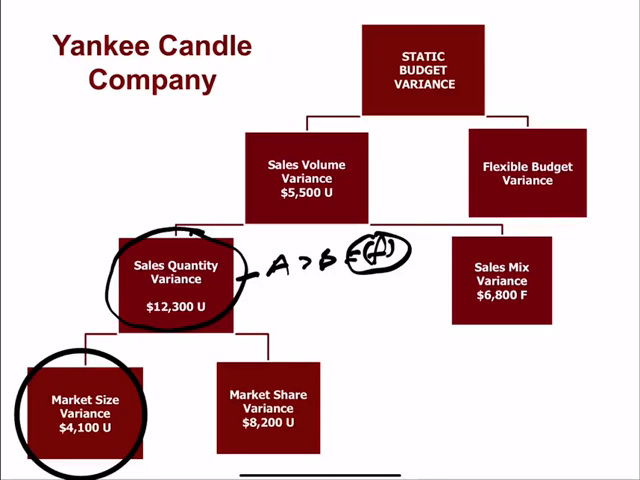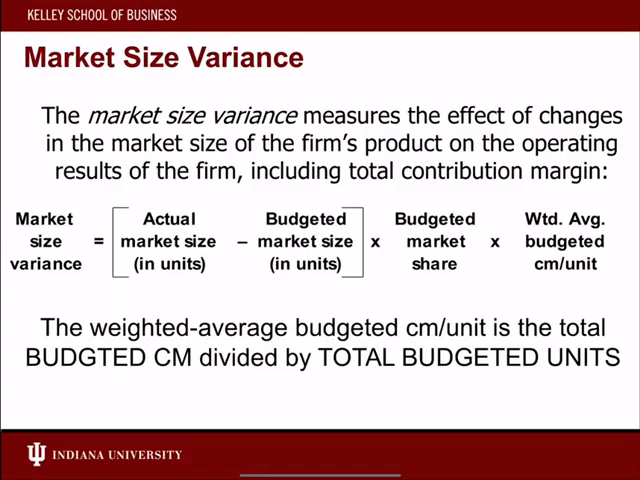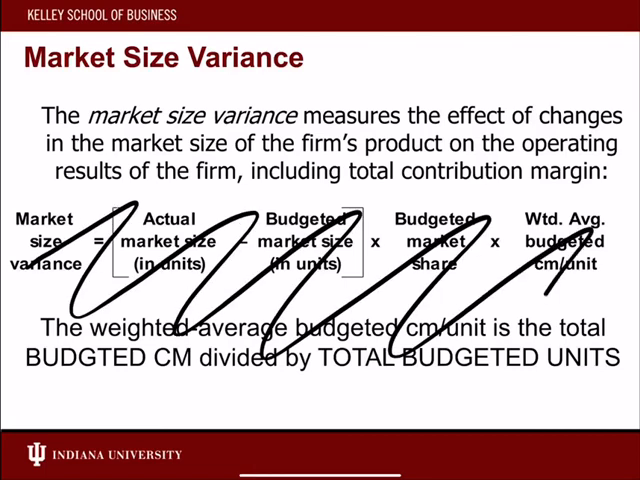So it's pretty straightforward. So now let's break this down into market size and market share variances. So market size variance, for this, let's not worry about any of this for now. All we need to know is market size variance says, hey, did the market size for all of our products go up or down? If market size went up, we'll have a positive variance. And the greater the market size grew, the more favorable the variance. It's pretty straightforward, right?